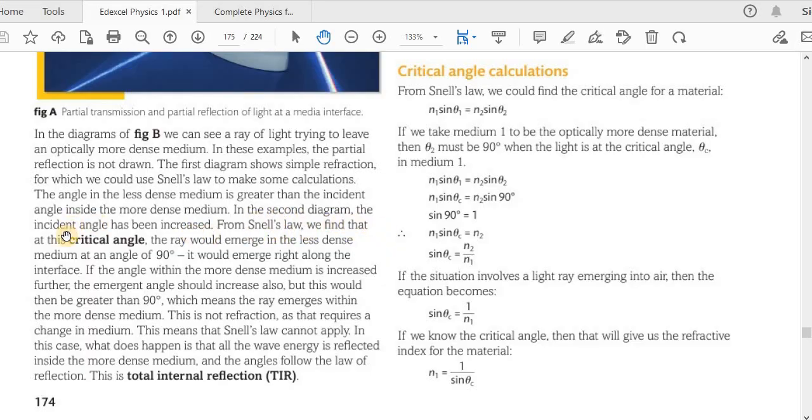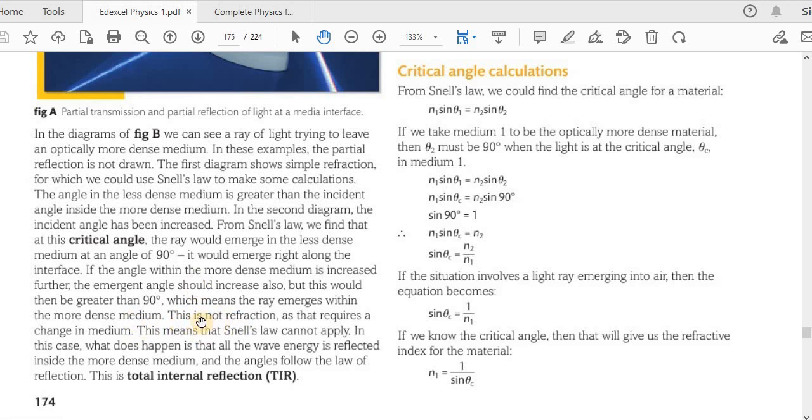From Snell's law, we can find that at the critical angle the ray would emerge in the less dense medium at an angle of 90 degrees. It would emerge right along the interface. So there is a refraction, but the refracted ray goes along the interface. If the angle within the more dense medium is increased further, the emergent angle should also increase. But this would then be greater than 90 degrees, which means the ray emerges within the more dense medium.